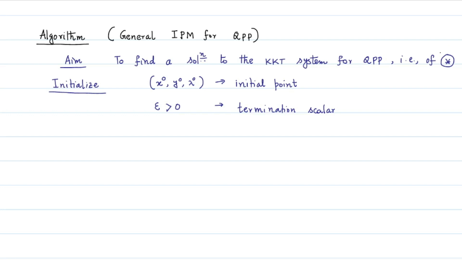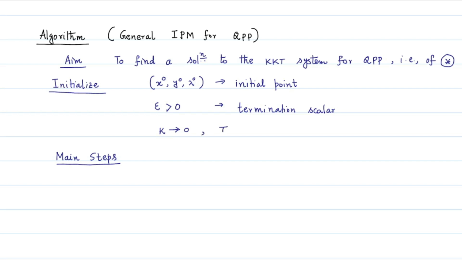And therefore when tau k is bigger than epsilon, then you keep computing the iterative points, and when tau k is less than epsilon, you can declare that the current iterative point xk, yk, lambda k is an approximate solution to star. So we proceed to the main step by initializing the iteration counter k equal to 0. Then the main steps are as follows.